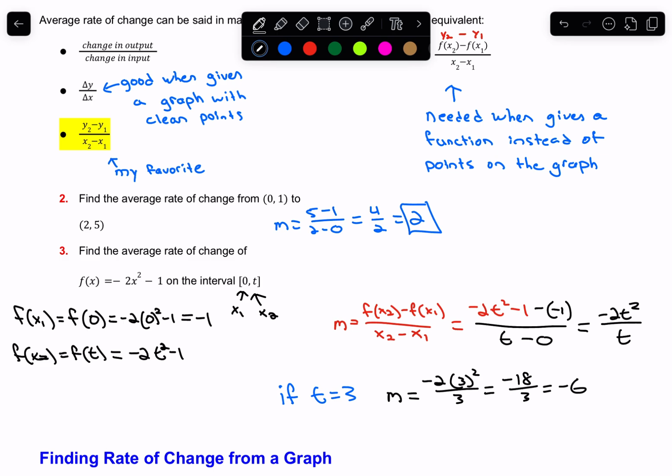So what we learned then is that if we don't know what the endpoint is, if we just call it t, then we have this formula negative 2t squared over t. But once I tell you what t is, all we have to do is plug it into that formula, and we can get an average rate of change of negative 6. Okay, which means on the interval 0 to 3, it goes down 6, right 1. Down 6, right 1 on average.